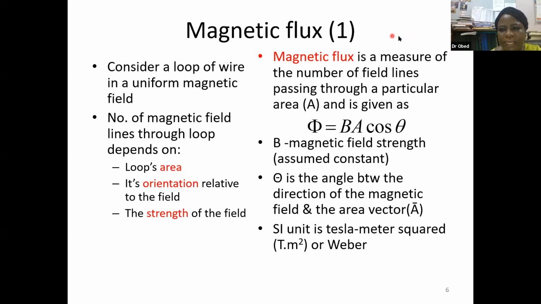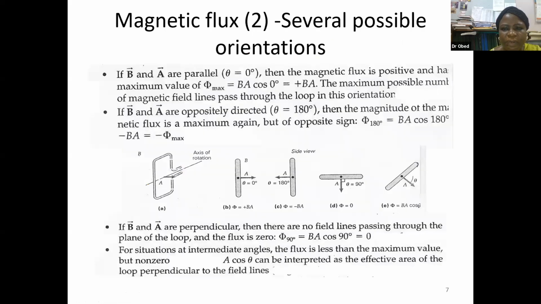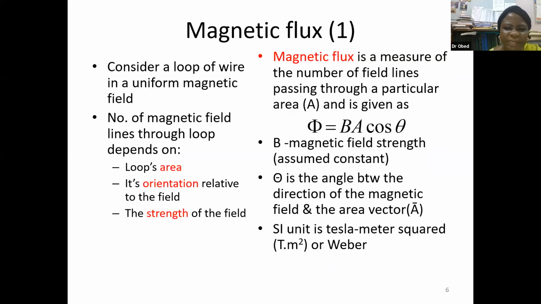If we go to the next slide, talking about magnetic flux, several possible orientations of the magnetic flux. Before that, let me go back to this one. And you might be wondering why the cosine term. The orientation of the loop with respect to the magnetic field affects the number of field lines passing through it. And this factor is accounted for by the cosine term.